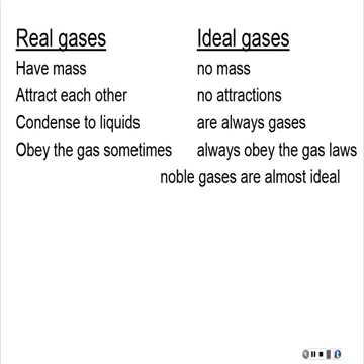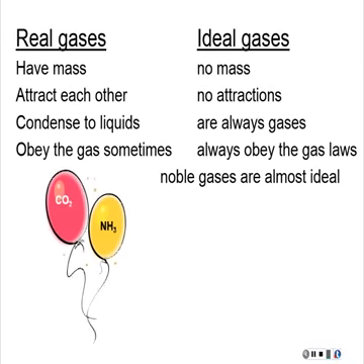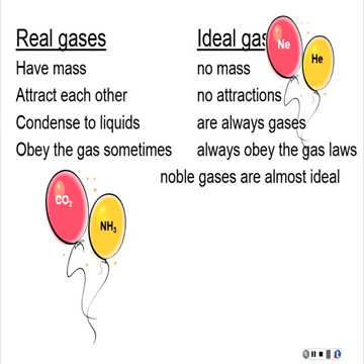Now for ideal gases, the noble gases are closest to ideal. Probably helium is the most ideal of all of them. And so here are a couple of examples of real gases, CO2 and ammonia, and here we have a couple of noble gases, neon and helium.